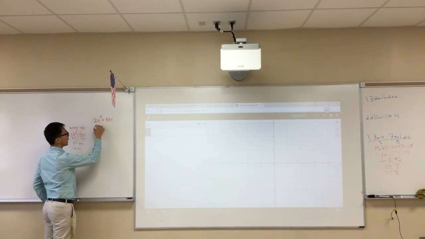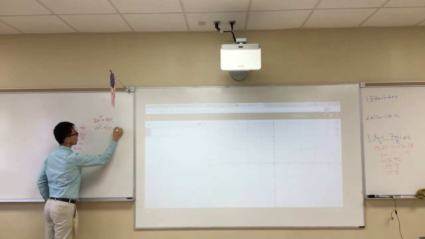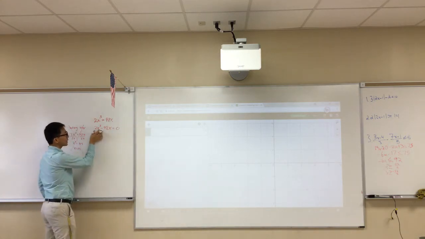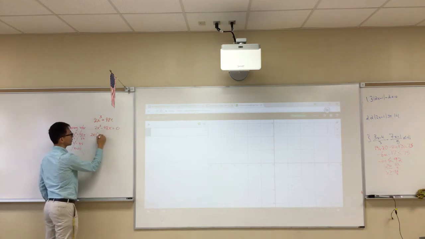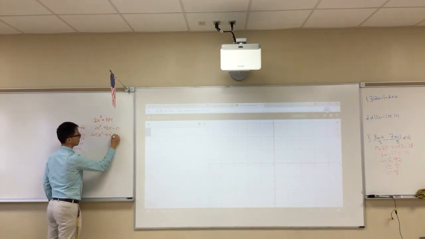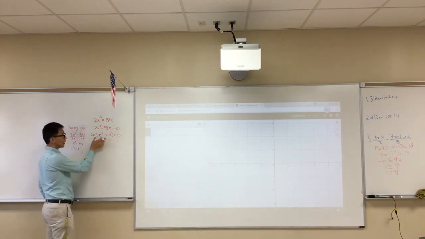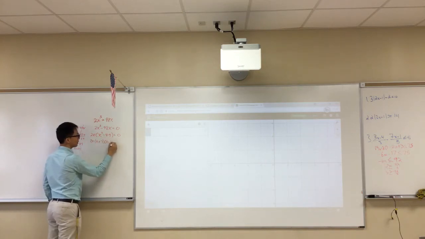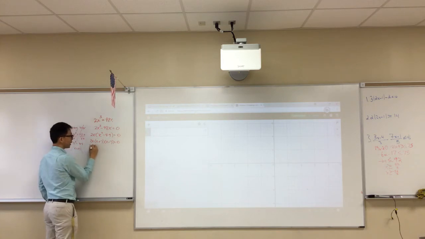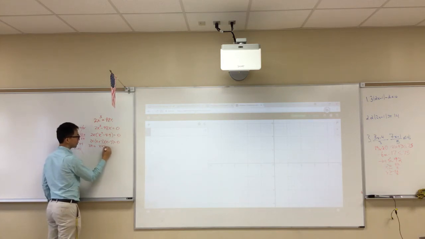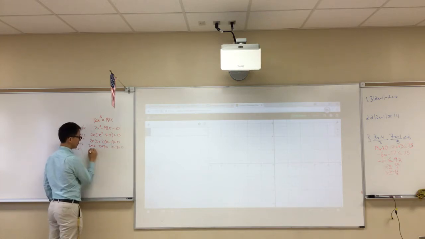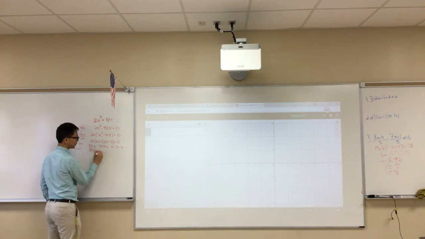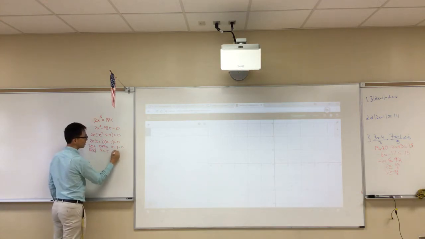So we're going to say 2x cubed minus 98x is equal to 0. And we're going to take out 2x here, and that gives you x squared minus 49. Are we okay here? Now this is a difference of squares, so it'll be 2x times x plus 7 times x minus 7, equal to 0. 2x is equal to 0, x plus 7 is equal to 0, x minus 7 is equal to 0. X is equal to 0, x is equal to -7, x is equal to 7. So there are 3 solutions.